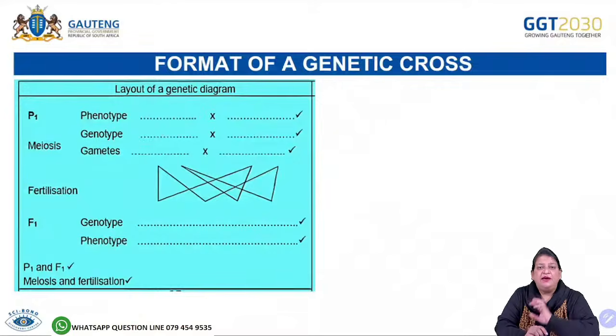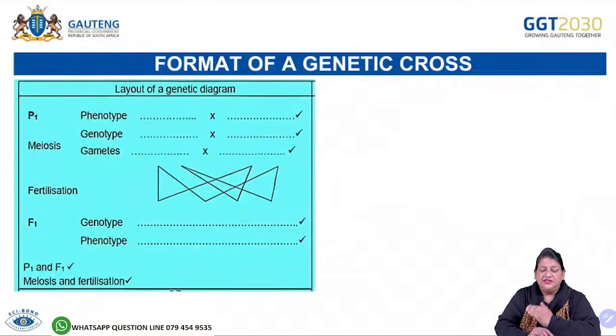Then the genotype, you'll always get it in the question. They will give you an alphabet. And what you must know, you must look out for the big alphabet. The capital letter represents a dominant allele. The small letter represents a recessive allele. And then you're going to represent your genotype using alphabets.